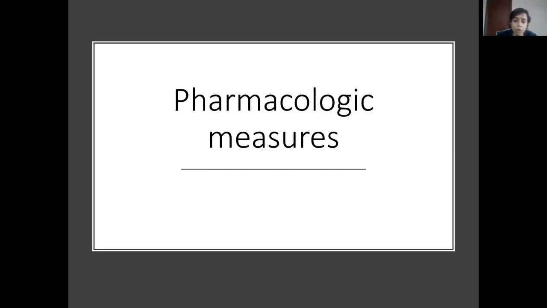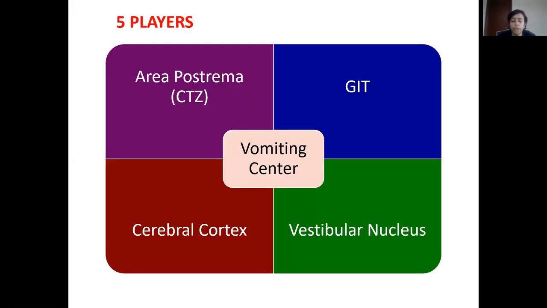And now we see how to manage it. I know it's quite boring in the afternoon, 3 o'clock. I'm going to talk about a lot of receptors and pharmacology. I hope no one is getting offended, but just remember these 5 centers at the minimum. These are the 5 key players in this game: the vomiting center, the cerebral cortex, the CTZ, GIT, and vestibular nucleus. The 5 centers should be clear in your head.